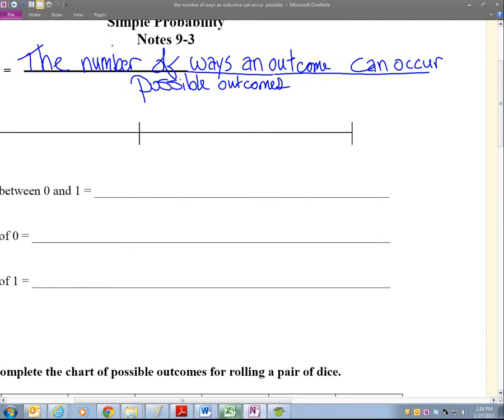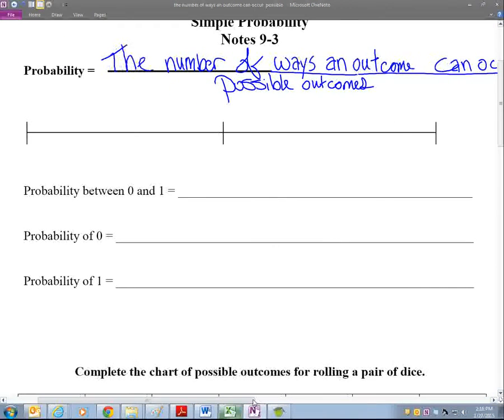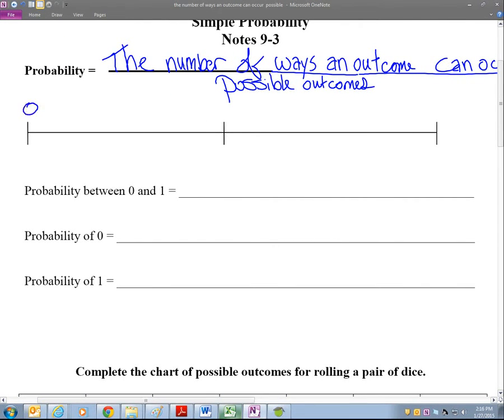So we have a little graph here. On the left side, I'd like you to write 0. In the middle, I want you to write the fraction, 1/2. And on the right, you're going to write, what do you think? 1. Yep, 1.